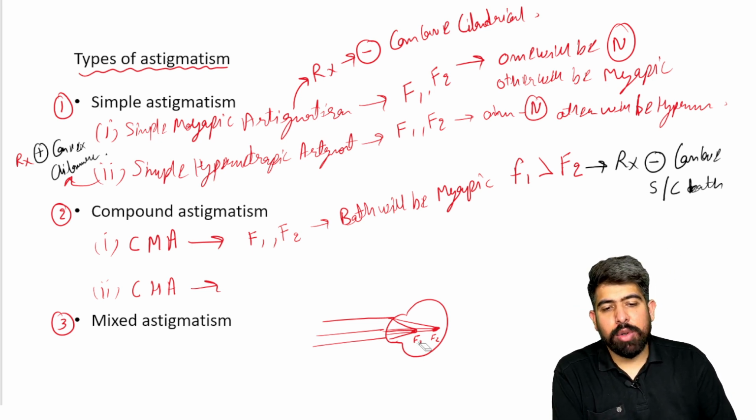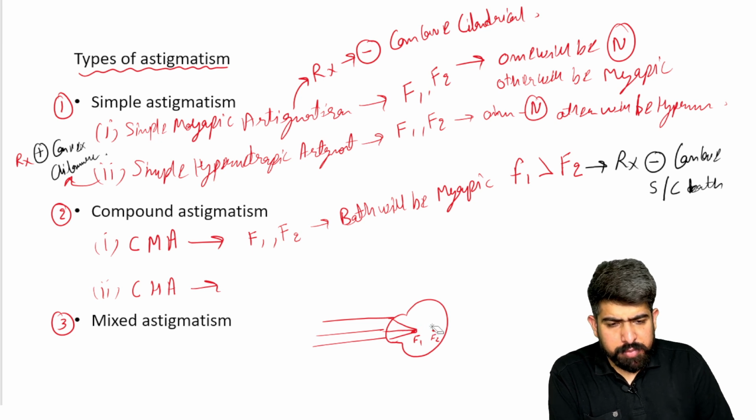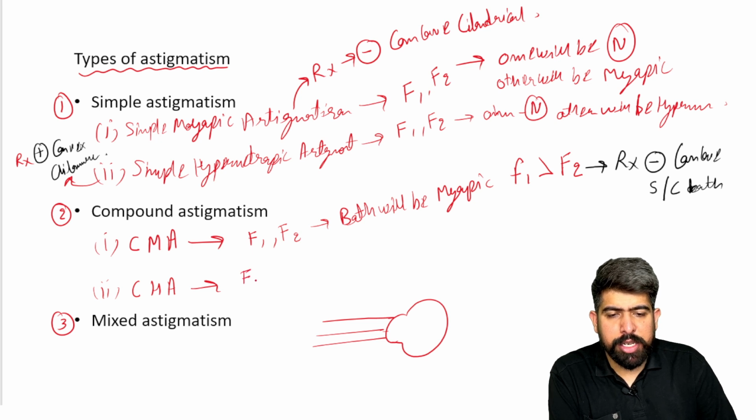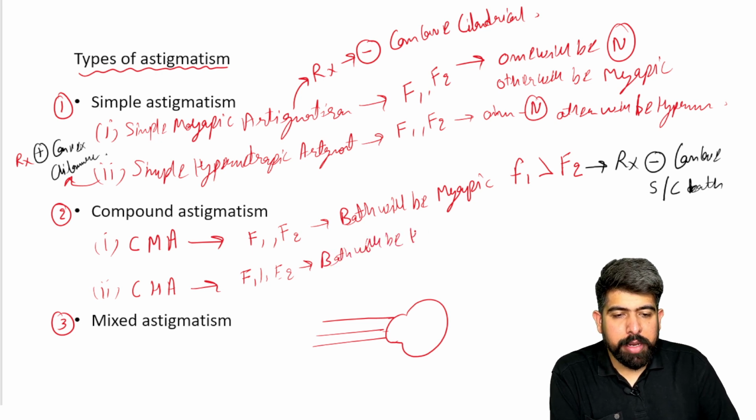The same thing I have to talk about for compound hypermetropic astigmatism. If I'm talking about compound hypermetropic astigmatism, again there will be focus points, two focus points, f1 and f2. Please remember, both will be hypermetropic.